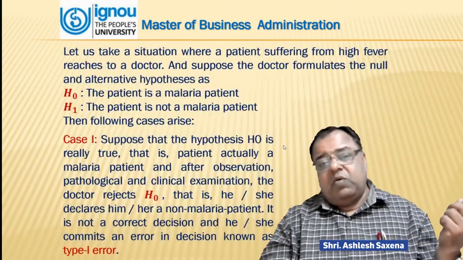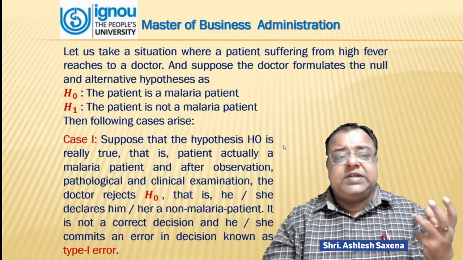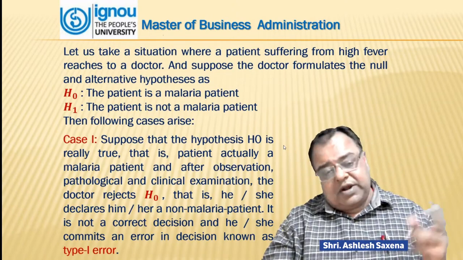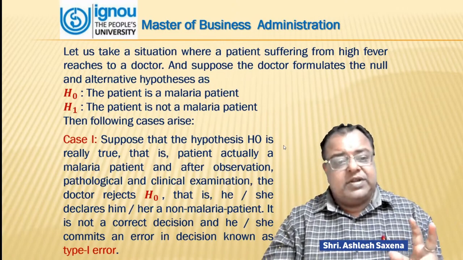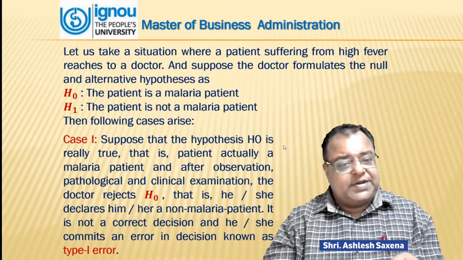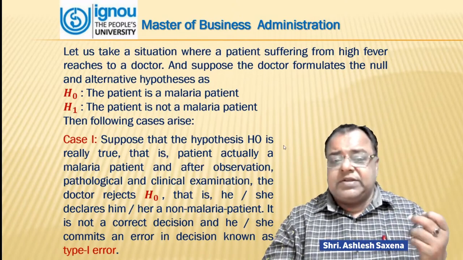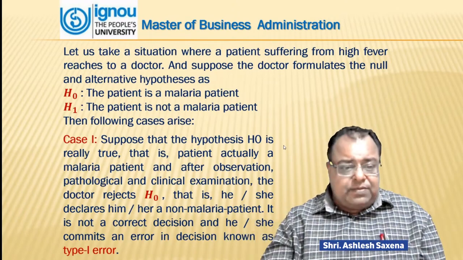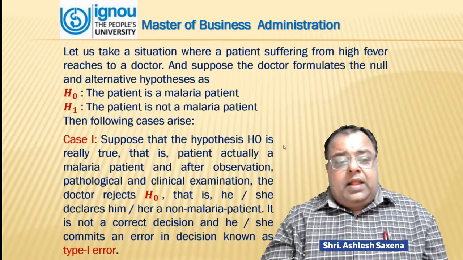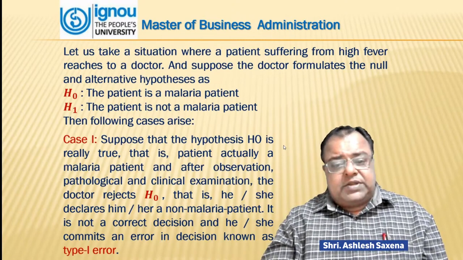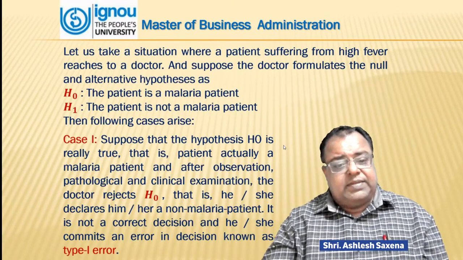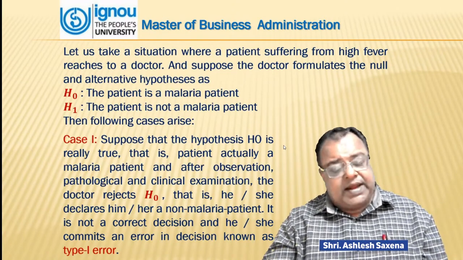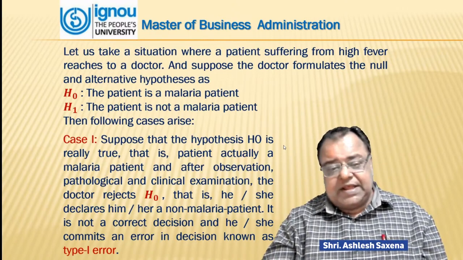Let us take a situation where a patient suffering from high fever reaches a doctor. Suppose the doctor formulates the null hypothesis and alternative hypothesis as H0: the patient is a malaria patient, and H1: the patient is not a malaria patient. Then how will the doctor study and how will he proceed? Suppose in case one, the null hypothesis H0 is really true. That is, the patient is actually a malaria patient, and after pathological and clinical examination, the doctor rejects H0.